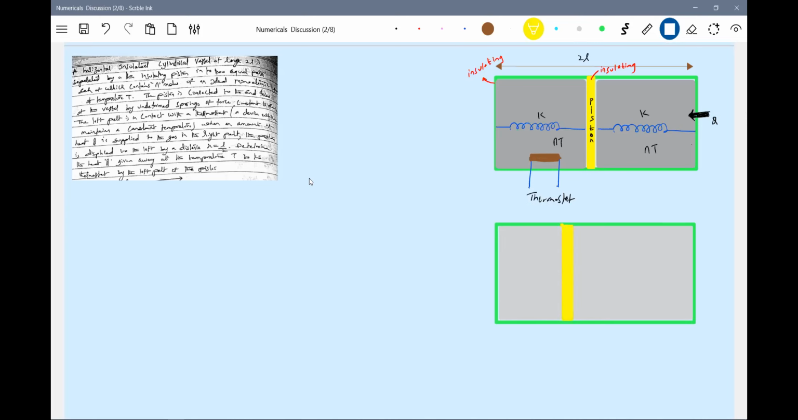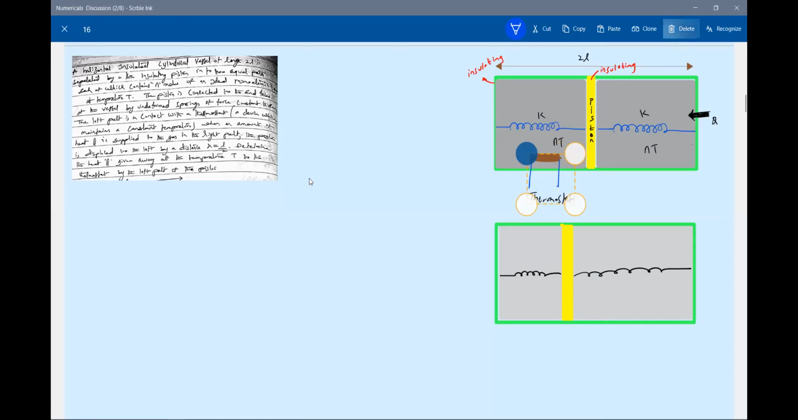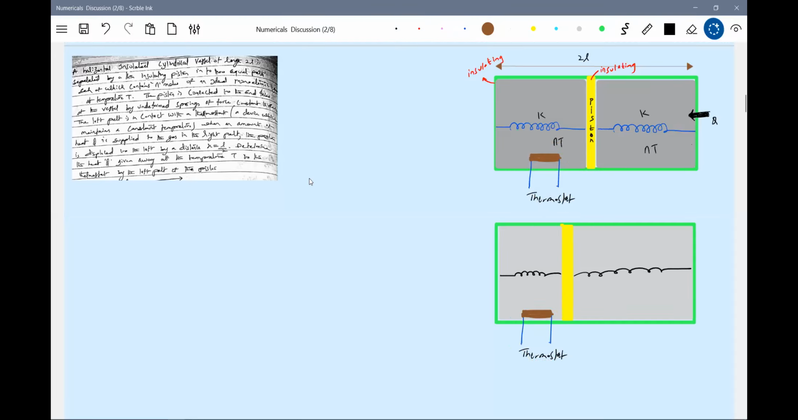This is very simple. Now what is the state of the spring forces? The spring here will get compressed. This will get elongated, and there's a thermostat. Okay, I think the problem is solved. Very easy, no? Now we'll manage it.